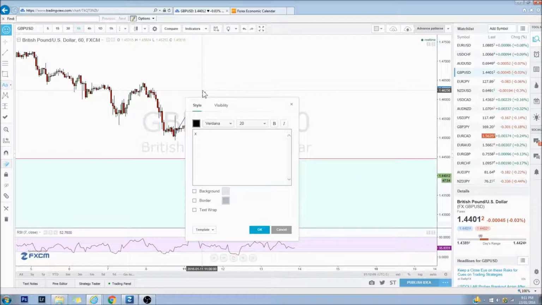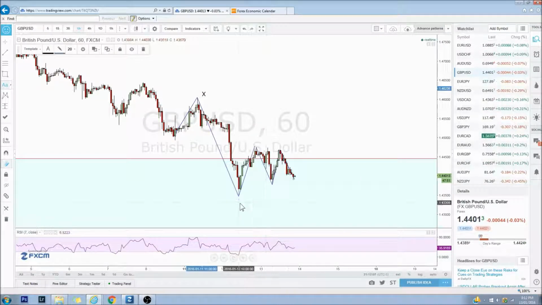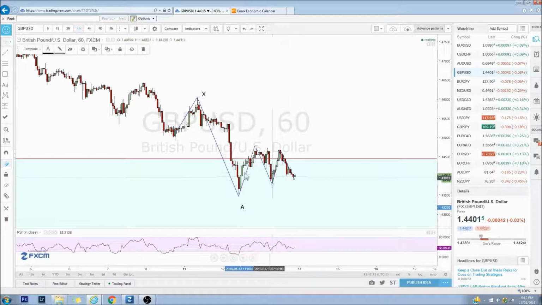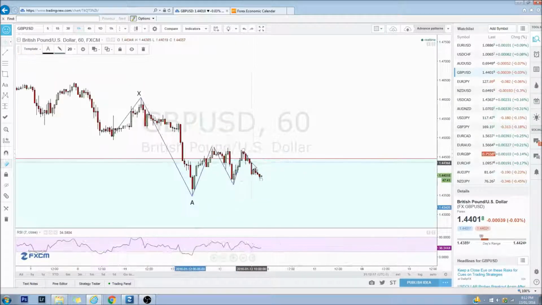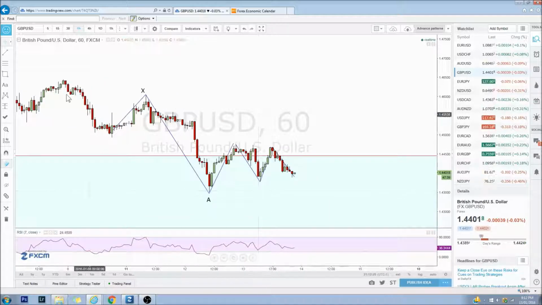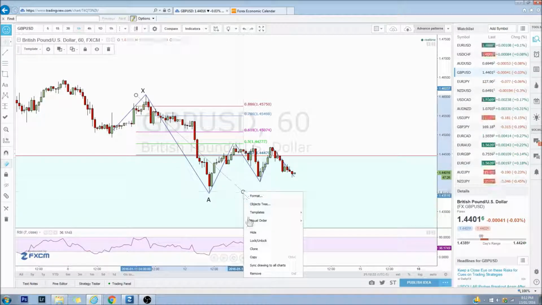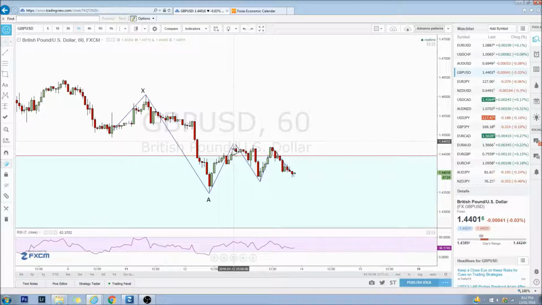Here I'll put in my X, and let's put in my A. Okay, so there's my XA leg. And this is what I do to determine an XA leg. Then I can go around and start fibbing it. I'll say, okay, this one didn't quite reach a 50%. So that's it. It didn't trigger any of my rules. It didn't do anything. So be it.